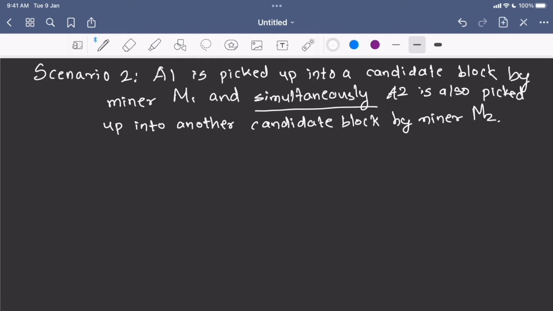So in the first scenario, the first transaction A1 was picked up in a candidate block and later A2 was picked up, and hence it was rejected since the public ledger showed that Alice had used up all the balance. But in this scenario, we are talking about what will happen when A1 and A2 both are simultaneously picked. At the same time, both are picked. This can happen, right? Because there are multiple miners, there are multiple nodes. So a miner can pick up A1 from mempool, another miner can pick up A2 from mempool, both at the same time.